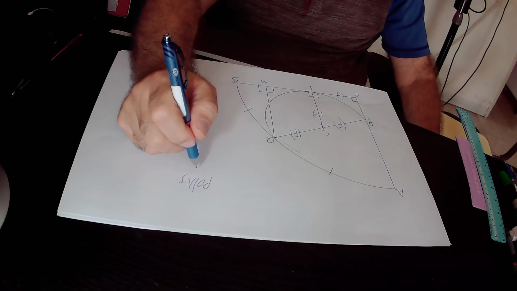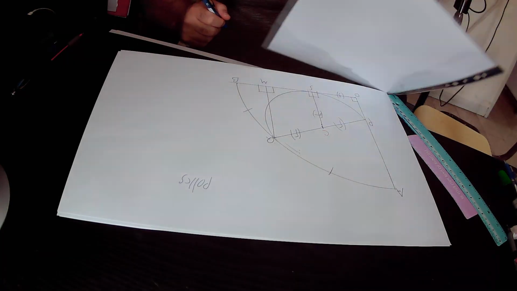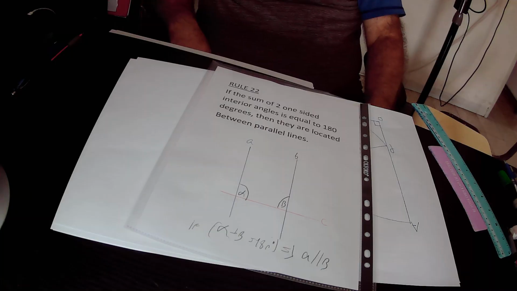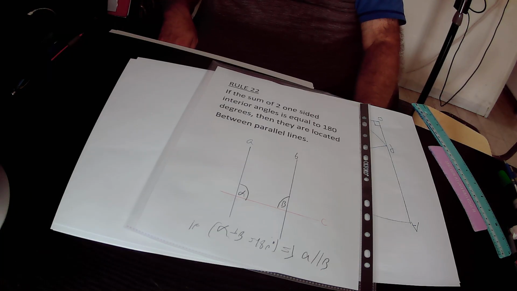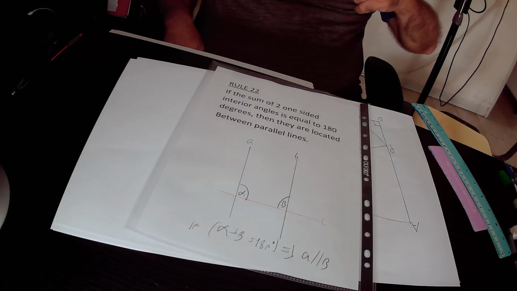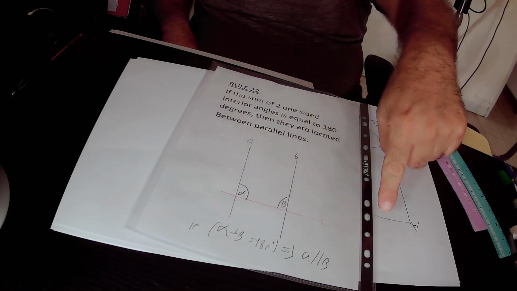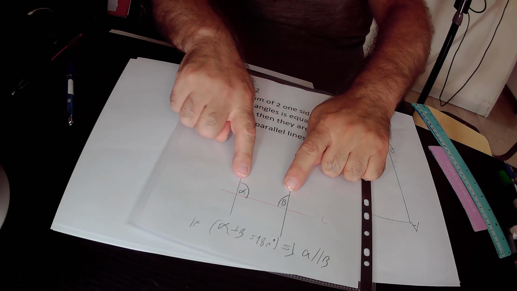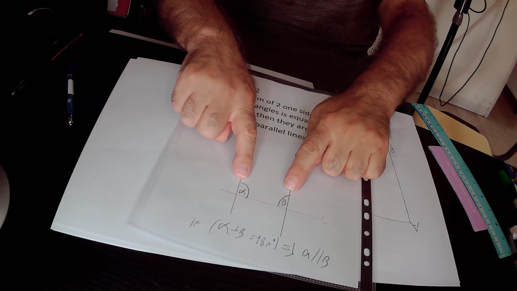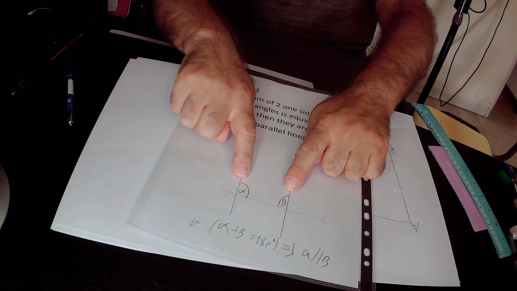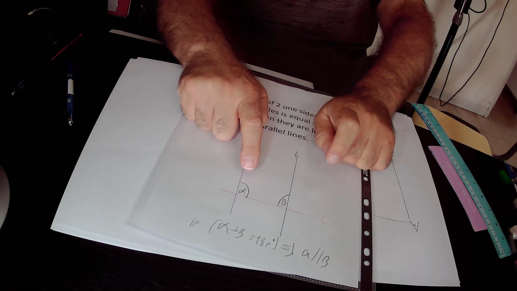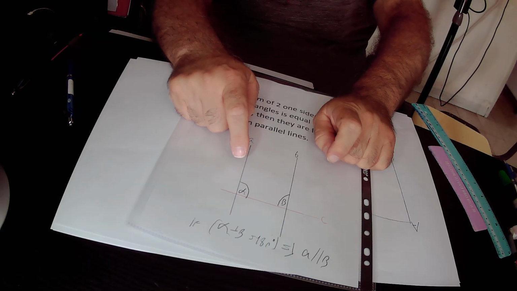So a bit quickly on rule 22. According to rule 22, if the sum of two one-sided angles is equal to 180 degrees, then they are located between parallel lines. So for the following, we have line A and line B. The red line C cuts those two lines at those two points. Those two angles alpha and beta are defined as one-sided angles. So if the sum of those two angles alpha and beta is equal to 180 degrees, then they must be located between parallel lines. That is to say, if alpha plus beta equals 180 degrees, then line A is parallel to line B.